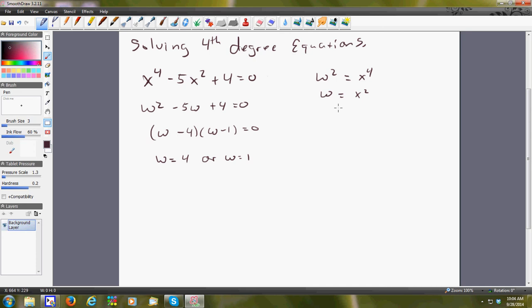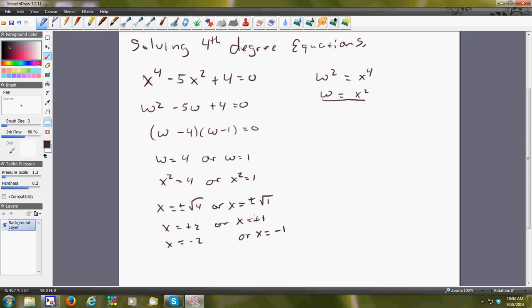So now I go back and I say, oh, right, but that's because I substituted. And so I have to say x squared equals 4 or x squared equals 1. When I do that and I take the square root of both sides, you get x equals plus or minus radical 4 or x equals plus or minus radical 1. And here we're going to get x equals plus 2, minus 2, or x equals plus 1, or x equals minus 1. And that's it.